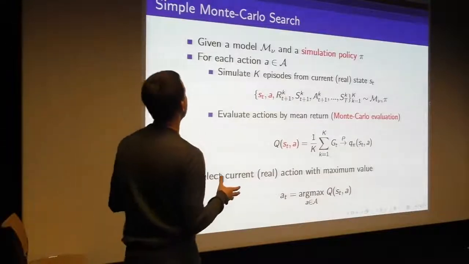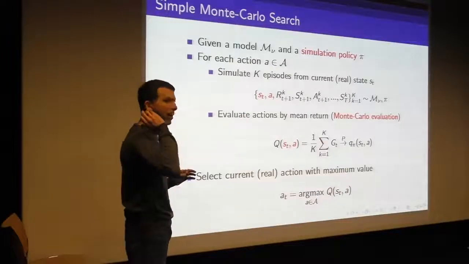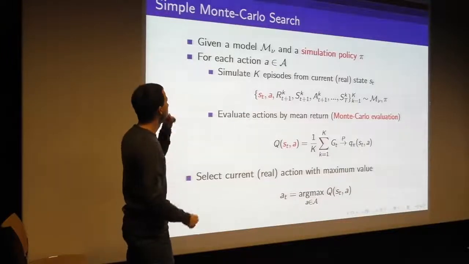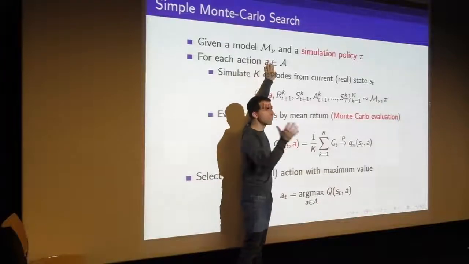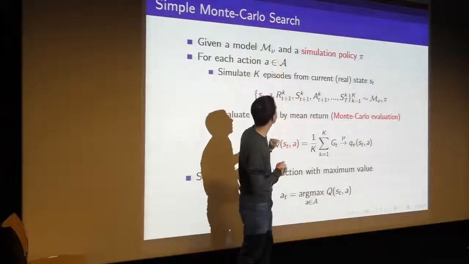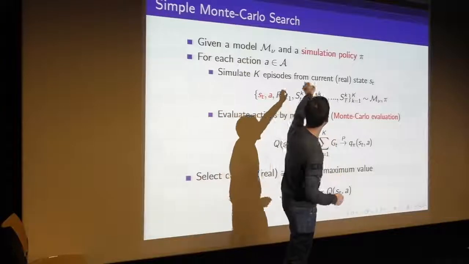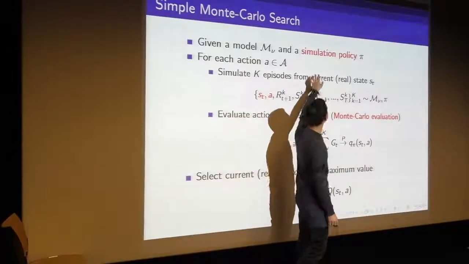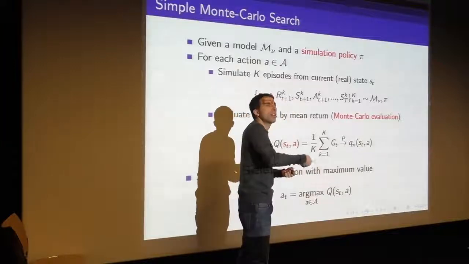So what does this look like? Let's start with the simplest possible version. This is what I call simple Monte Carlo search. So let's just assume that we've got some model, or someone tells us the rules of the game, or we've learned our model of how the rocks are working, or how the robot's walking, helicopters flying, and we have some simulation policy pi. A simulation policy is just some way that we are going to pick actions in our imagination.